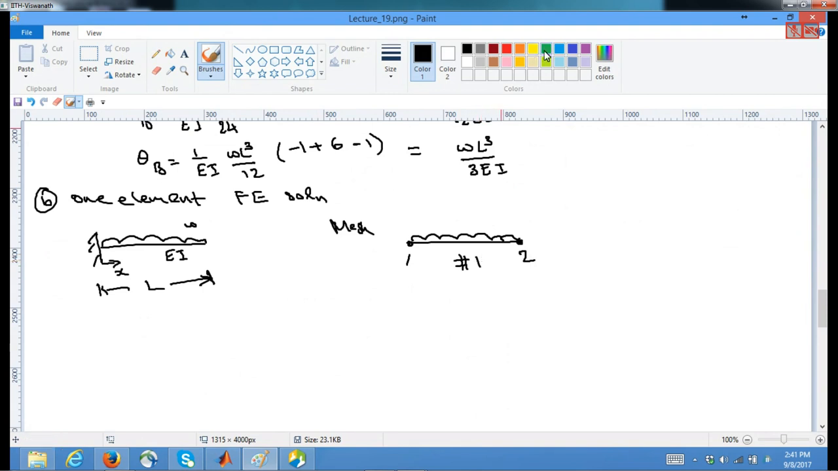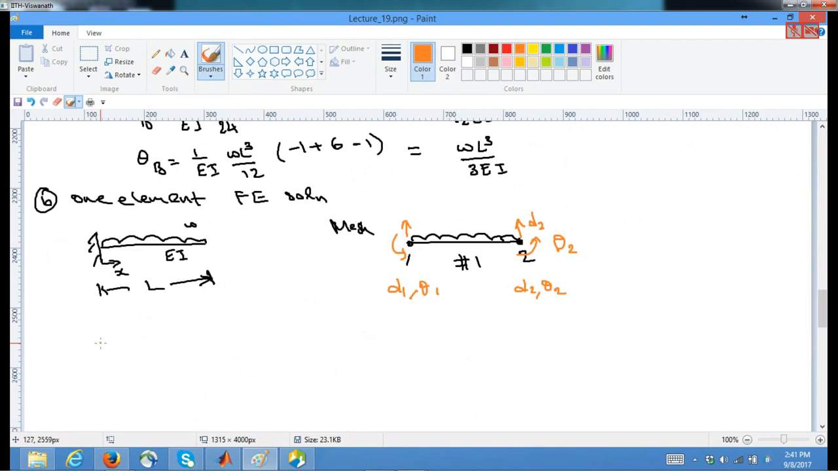And for this, the degrees of freedom would be d1 and theta 1, d2 and theta 2. So based on this, what we have done is the equivalent or the consistent loading in the previous case.